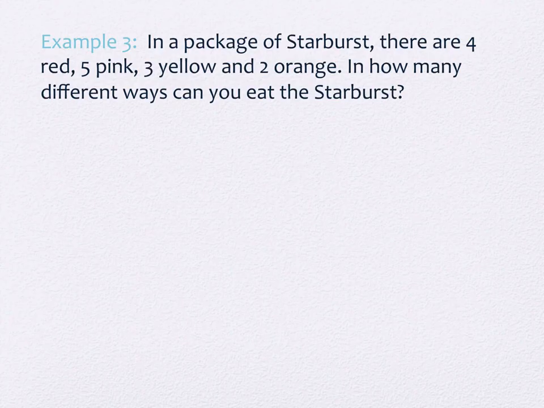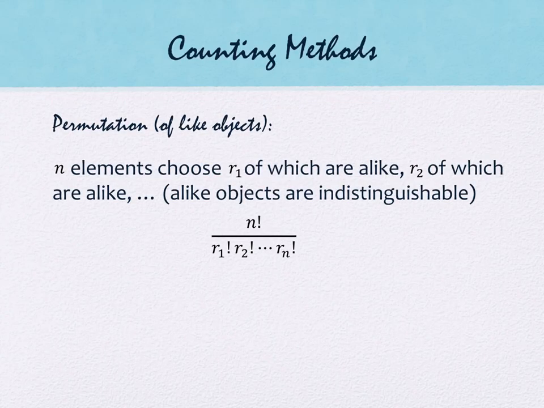The question is, in how many different ways can you eat the Starburst? If you eat pink 1 or you eat pink 3, you're eating pink. Those are indistinguishable choices among pinks. Do you understand? That's what it means when it talks about things being alike. All the pinks are alike. It is impossible to distinguish which pink you ate from another pink because they're all the same.